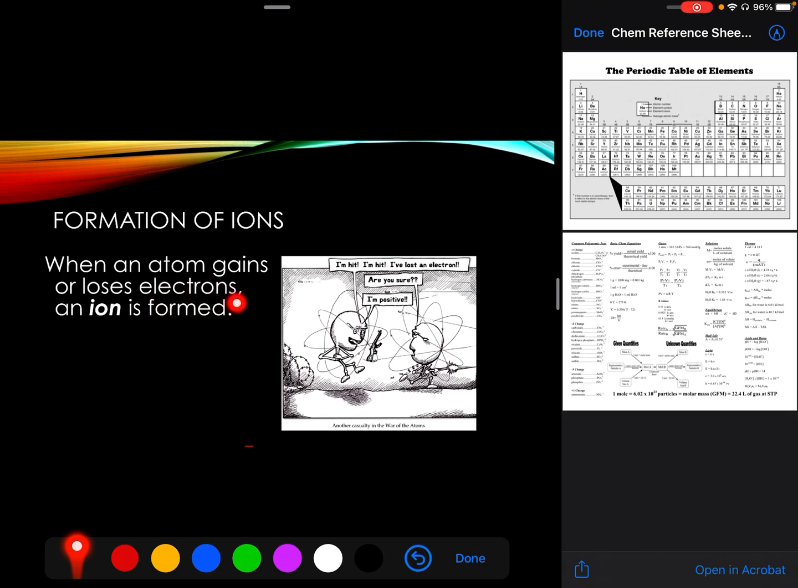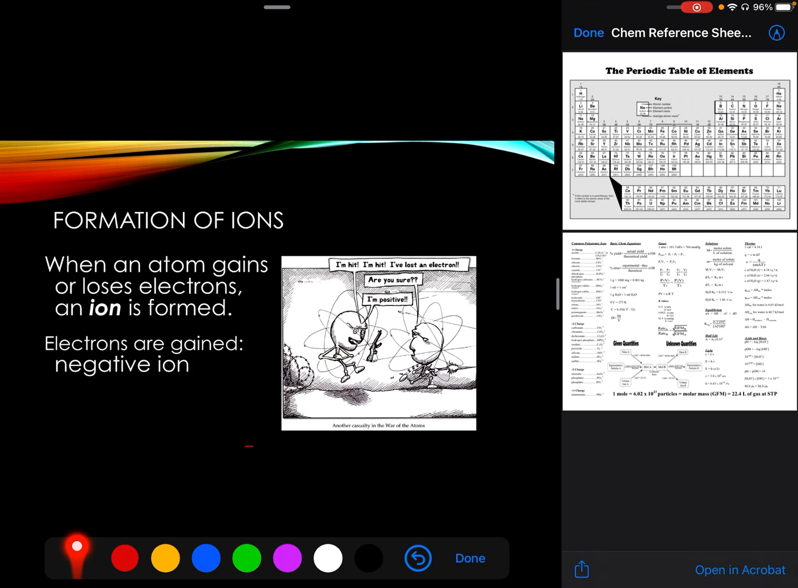Remember, they're around the outside in the cloud. They're very tiny and they are easy to exchange. So this little comic here says, "I'm hit, I've lost an electron." And this atom says, "Are you sure?" And he says, "I'm positive."